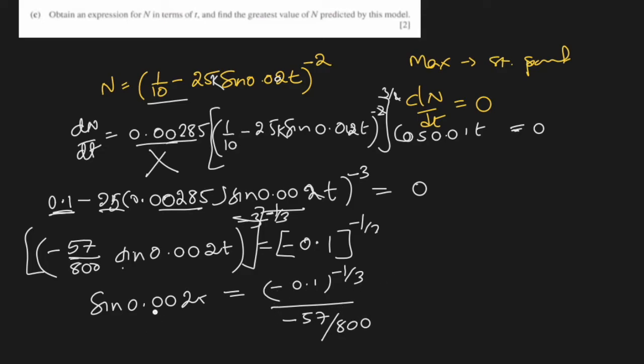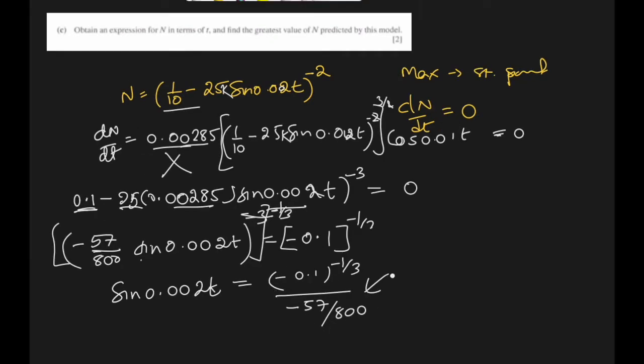And if we put this in our calculator, we'll see that it's not possible. It is coming out to be a very big number. Let's write, what is that? This thing comes out to be 30.23 equal to sine 0.002t, and that means it is invalid because sine cannot be more than 1. So we will not take this one.